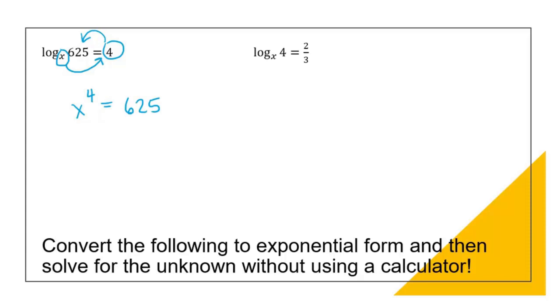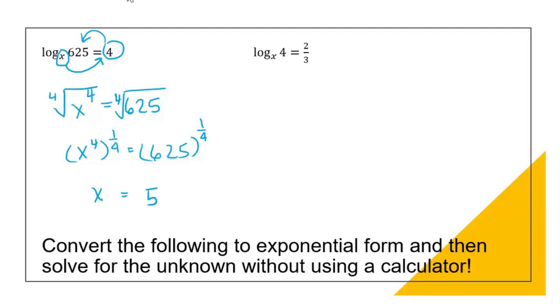How do I undo raising something to the power of 4? I have two options here. I can either take the fourth root of both sides, or I could think of this as raising both sides to the power of a quarter. Taking the fourth root or raising both sides to the power of 1/4 means exactly the same thing. In both cases, we end up with x on the left-hand side, and the fourth root of 625 is 5. That is, 5 to the power of 4 is equal to 625.